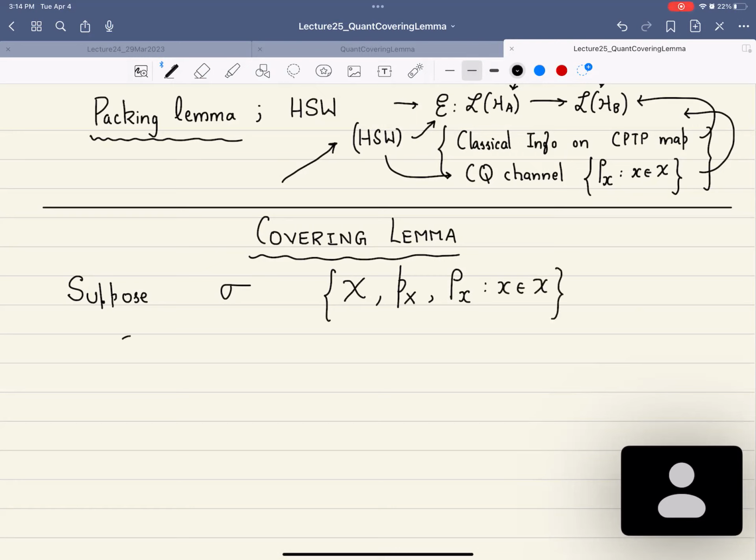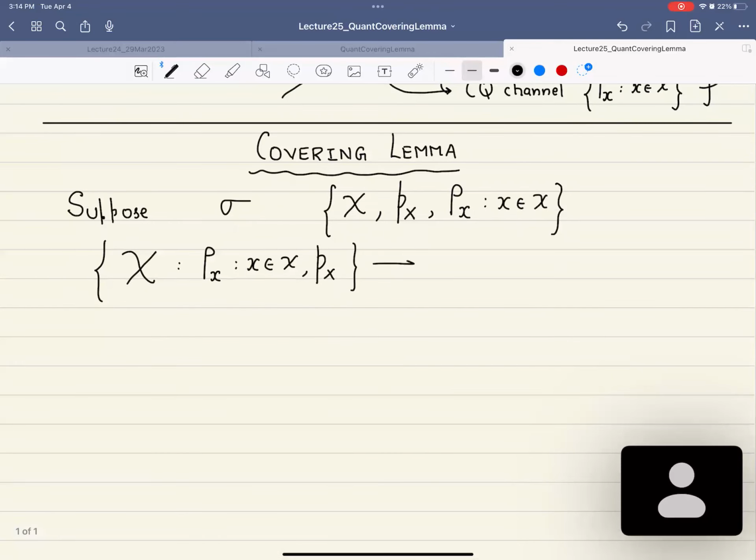So I have a set of indices. For each index, I have a prepared quantum state, and I have a distribution on that finite set. The average of this ensemble is you just do the averaging with respect to that distribution, sum over x of P of x rho x.